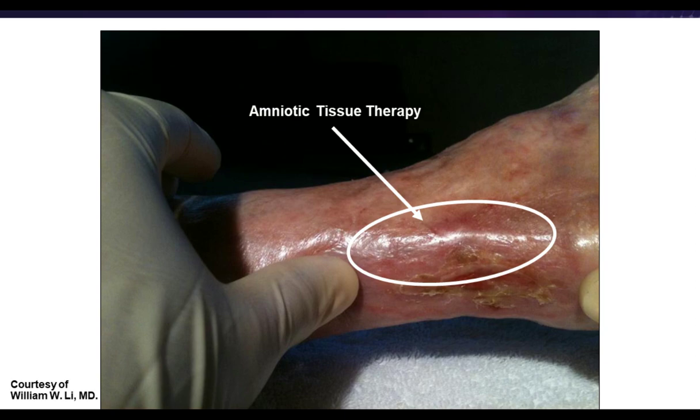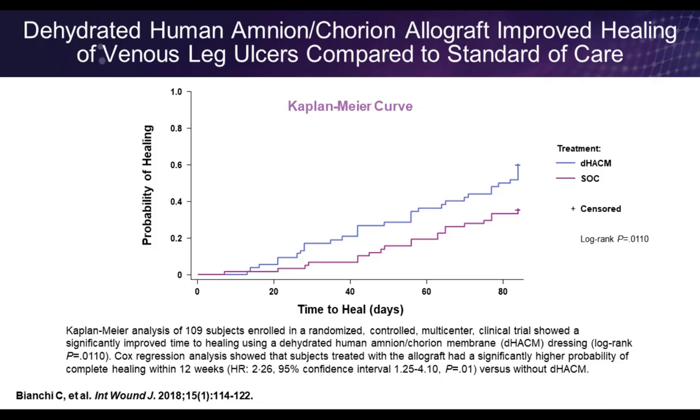In fact, in a very critical, randomized, controlled, multi-center clinical trial, looking at the probability of healing, that is the percentage of healing, when patients were treated with the dehydrated human amnion-chorion membrane unit, in the blue line there was a tremendously improved probability of healing after 80 days, with a very high significance, a p-value of 0.01.